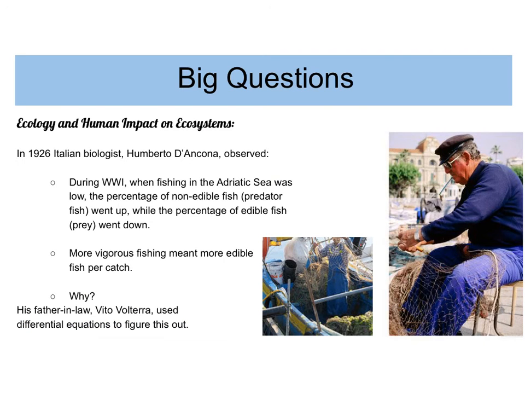Keeping with our fish theme, in 1926, the Italian biologist Umberto d'Ancona observed that during World War I, when fishing in the Adriatic Sea was low, the percentage of non-edible fish, predator fish, went up, while the percentage of edible fish went down. Not only was that discouraging to the fishermen, but it was puzzling to the biologists. Why did more vigorous fishing mean more edible fish per catch?